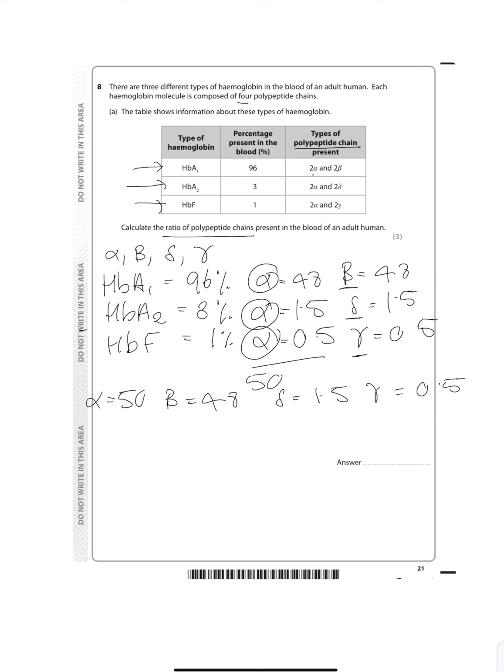Now, finding the ratio. Well, the first thing that we do is we divide it all by the largest amount present. So here would be the 50. So the alpha chain is the one that occurs the most, and so we have the highest number for that. So we divide it all by 50.